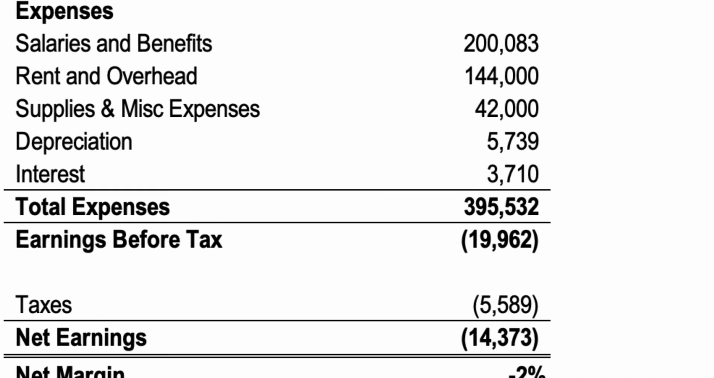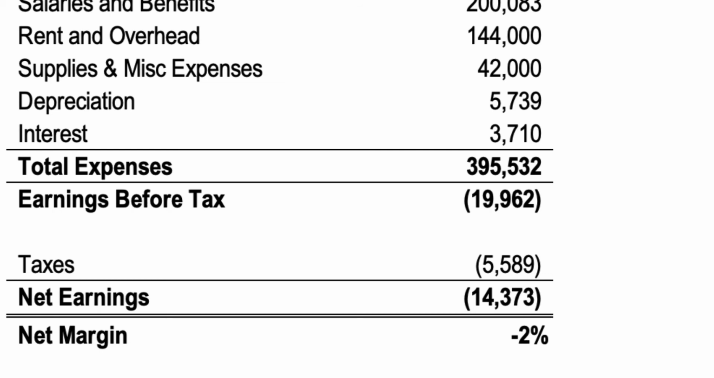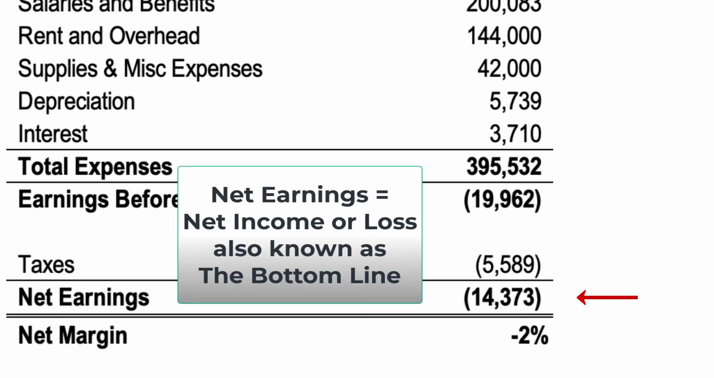After the earnings before tax is a tax expense line. Often this is not exactly what you paid, but a close approximation. If, on average, you pay about 28% in taxes, you would see a value here that is 28% of the earnings before tax. When you subtract taxes from the earnings before tax, you land at your net earnings. Sometimes it is called net income or net loss.